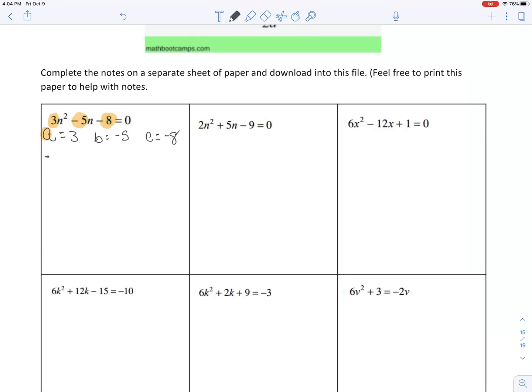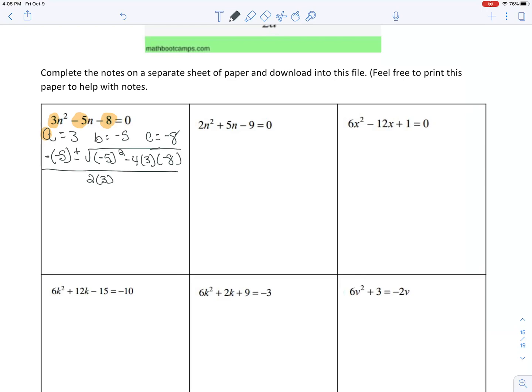So negative, and we're going to write that as negative 5 plus or minus the square root of b squared. Now what I would suggest you do is you put that negative 5 in parentheses and square it, minus 4 times 3 times negative 8, all over 2a. 2 times 3.